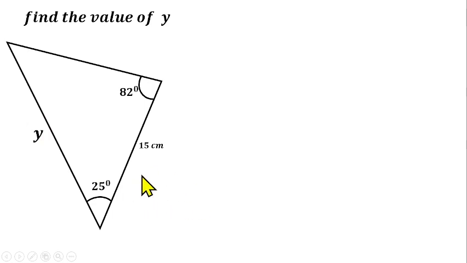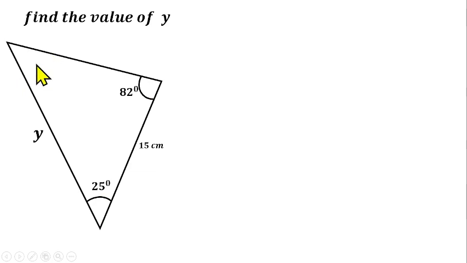Currently, no. Why? This angle is given, the side facing it is not given. This side is given, the angle facing it is not given. So technically you cannot use the sine rule currently because no pair is given completely. But if you look at this triangle critically, two angles are given.